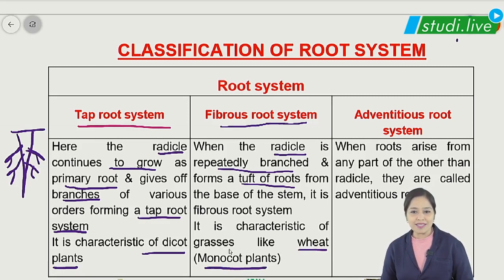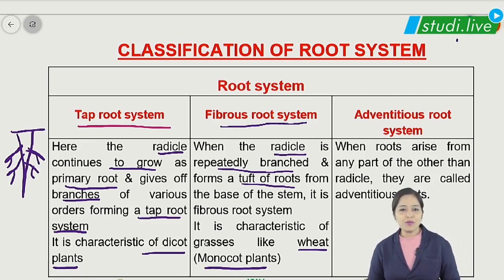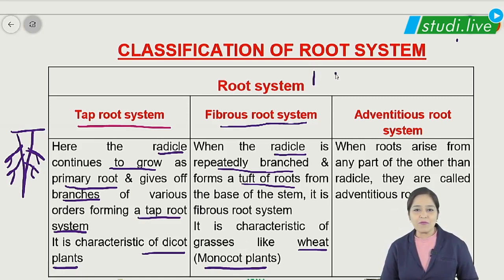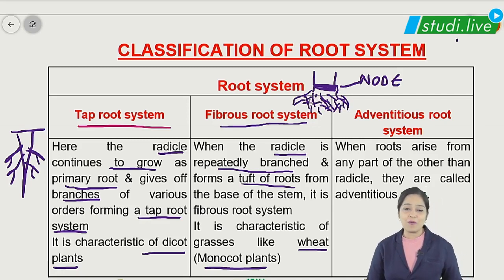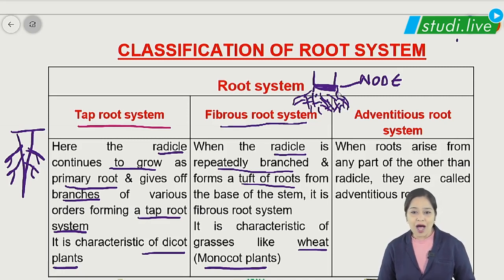They are the characteristic feature of monocot plants like maize, wheat, rice, jowar. So these fibrous roots, where are they coming from? They are coming from the base of the stem, and in the base of the stem we have the node region. From the node we have a tuft of equal size roots coming out. These tufts of equal size roots which emerge from the base of the stem are known as the fibrous root.